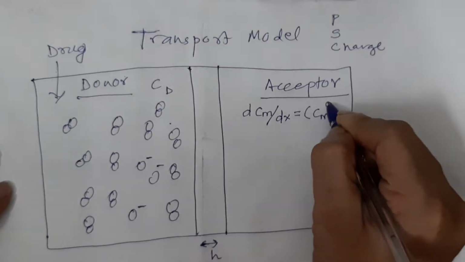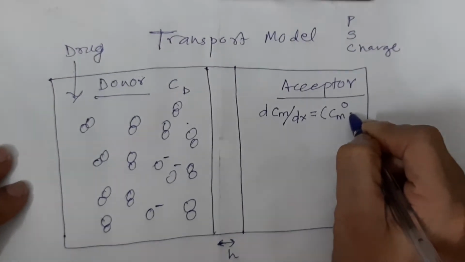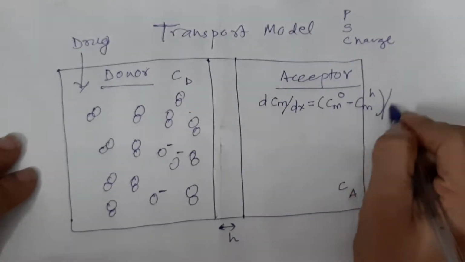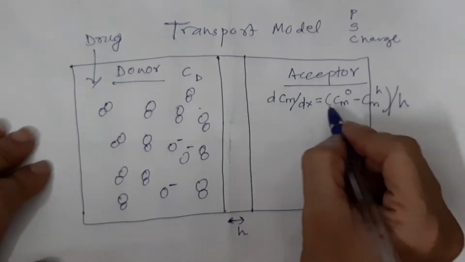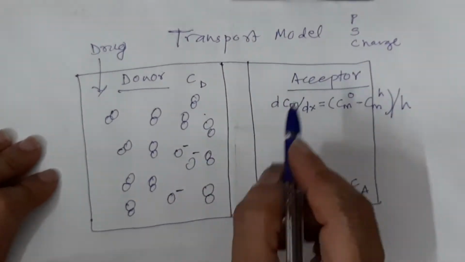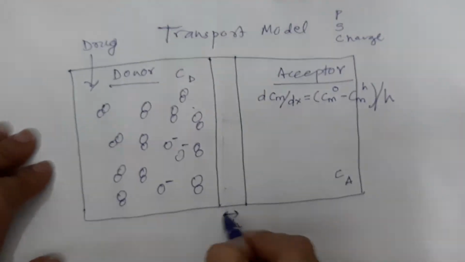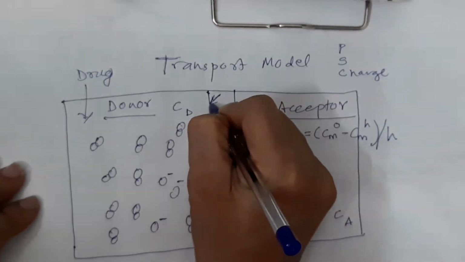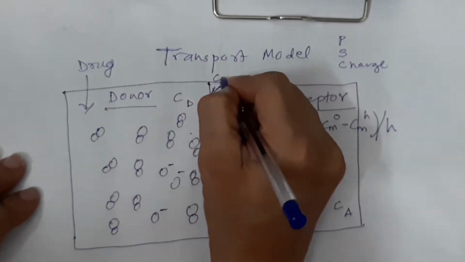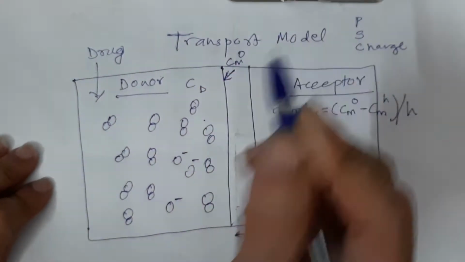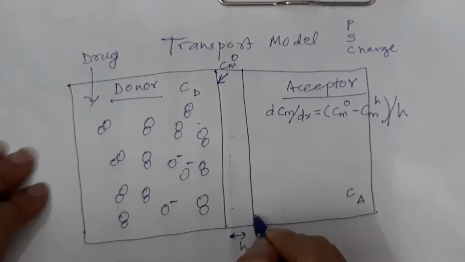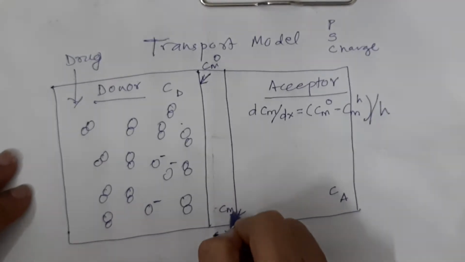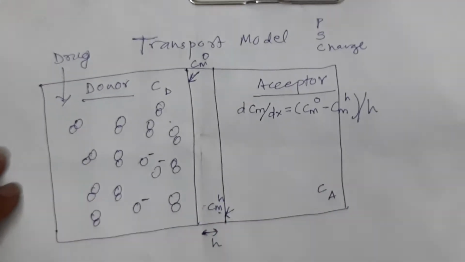So what it means is the change in the concentration in the donor compartment and the change in the concentration in the acceptor compartment. This is represented by the equation. When the molecules travel through this membrane, which has a thickness of H, the concentration of the drug near the membrane is CO, and the concentration of the drug near the acceptor compartment can be represented as CH.